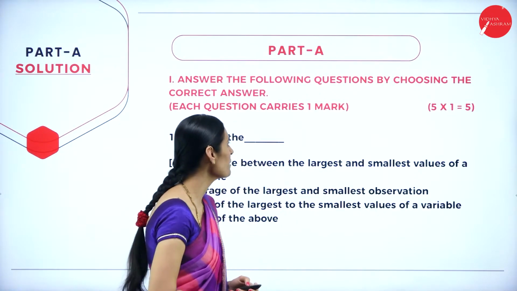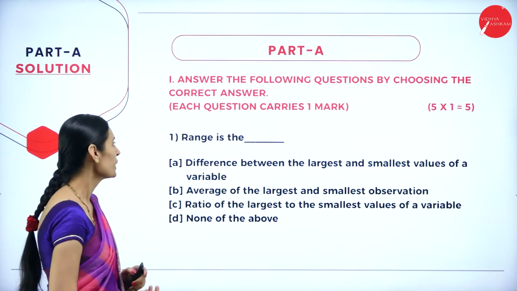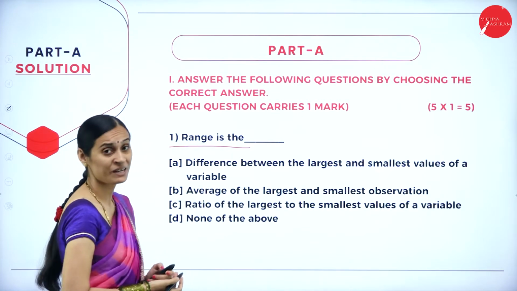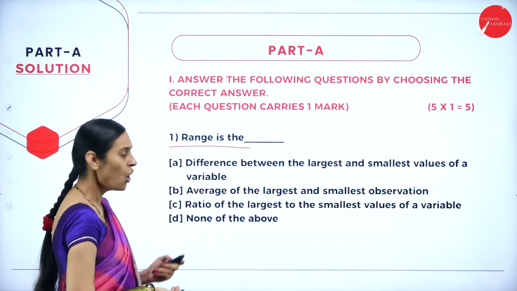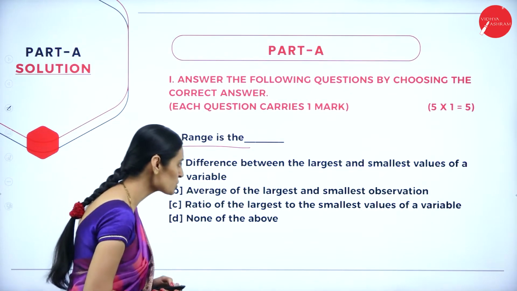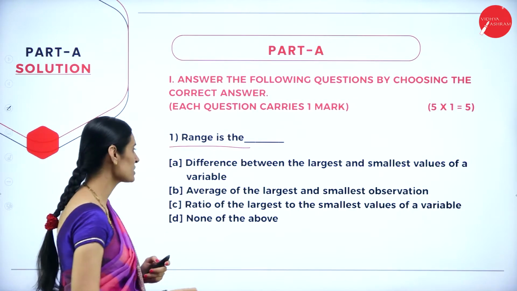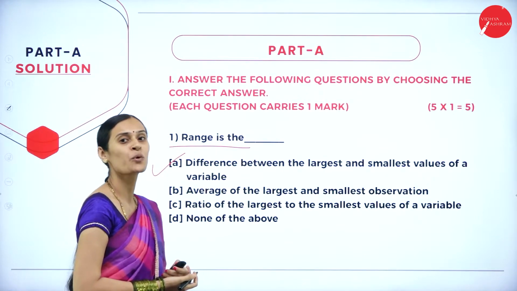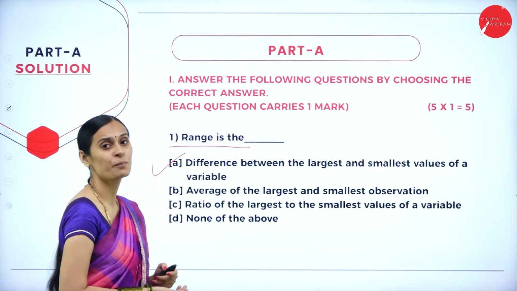This is the first main, 1 mark questions, that is multiple choice questions. Your question is like: range is dash. What do you mean by range here? Is it the difference between the largest and smallest value of the variable, or the average of the largest and smallest observations, or the ratio of the largest to the smallest values of the variable, or none of the above? Which is the right answer? The difference between the largest and smallest value of the variable. Just mark it here, then you will get 1 mark in your pocket.